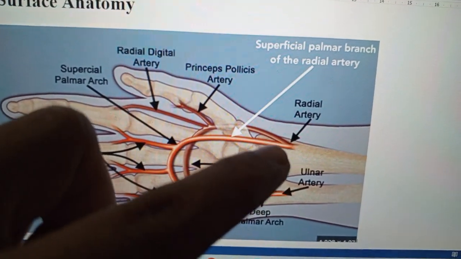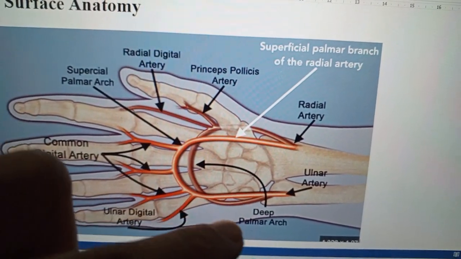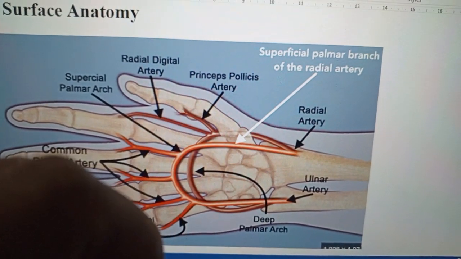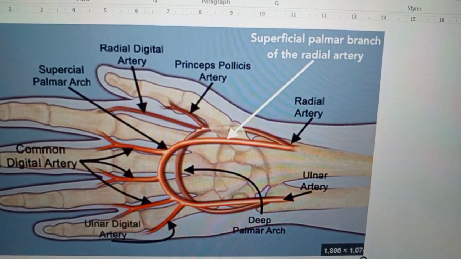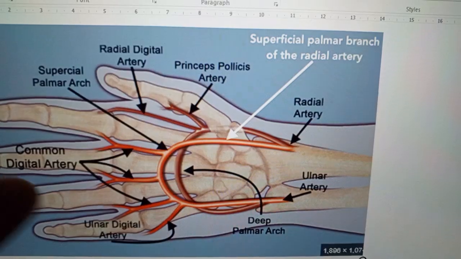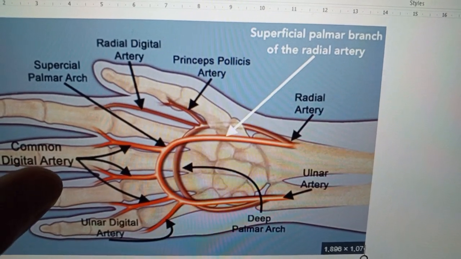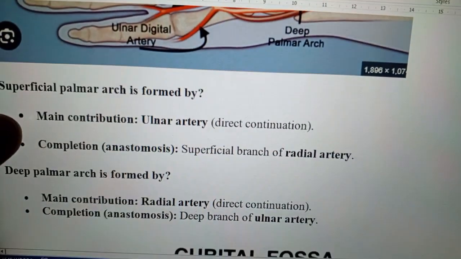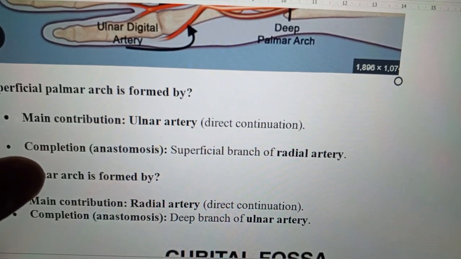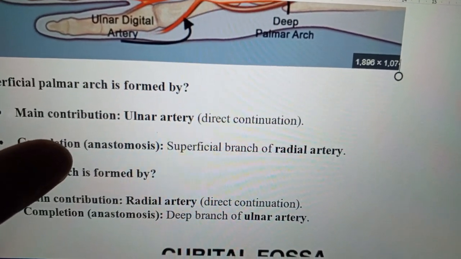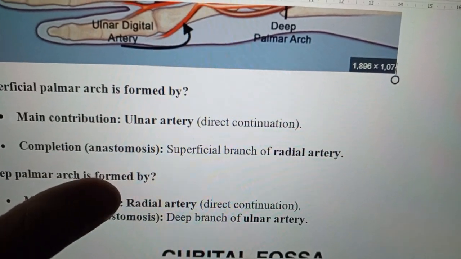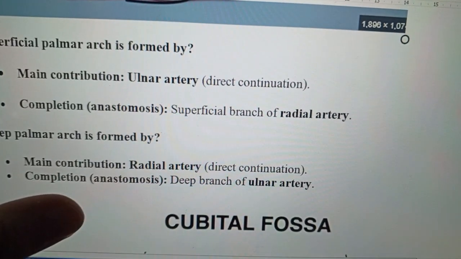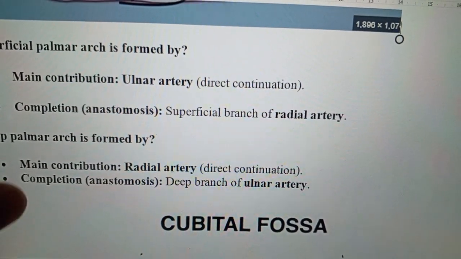Deep palmar arch is a direct continuation of the radial artery and it is completed or ends at the deep branch of the ulnar artery. And superficial palmar arch is a direct continuation of the ulnar artery, and it ends at the superficial palmar branch of the radial artery. Similarly, you can see superficial palmar arch starts from the ulnar artery, a direct continuation, and is completed by anastomosis with the superficial branch of the radial artery. Deep palmar arch, the main contribution starts from the radial artery and it is completed with the deep branch of the ulnar artery.